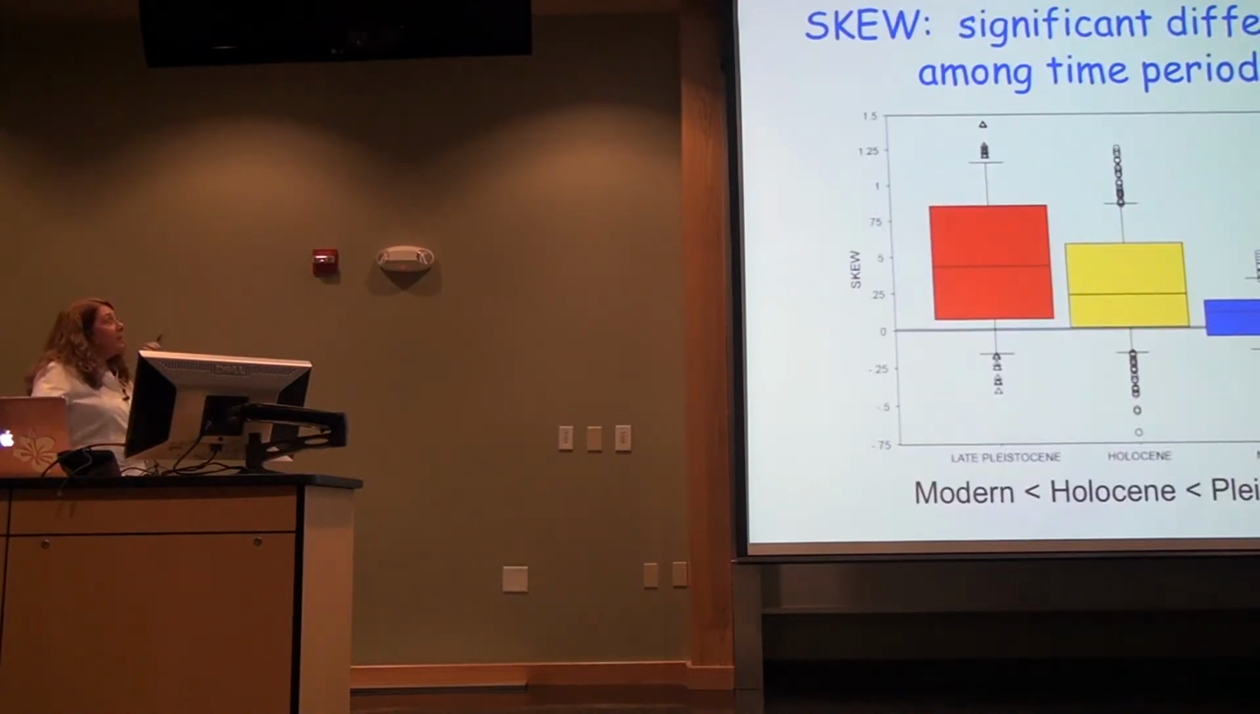You do see some significant differences in skew among the different time periods. And in fact, the Pleistocene communities have a more positive skew than the Holocene and the modern communities. That's not that unexpected if you're adding in these large-bodied mammals. One way to increase skew is to pull out the tail of the distribution.